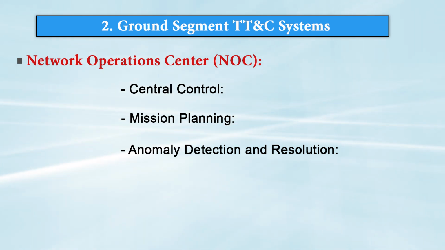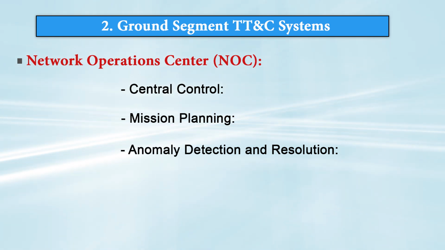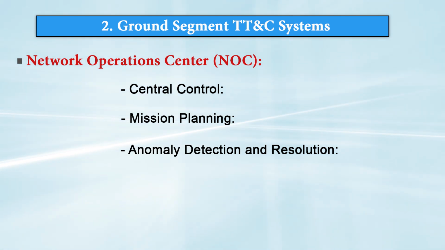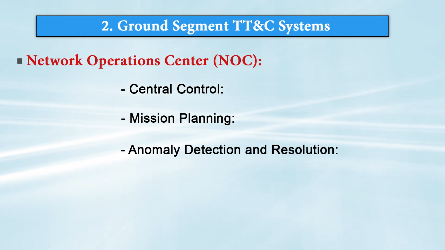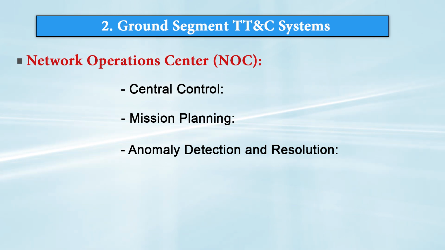Here I will tell you, this telemetry signal is not the communication signal. Telemetry signal is a controlling signal that is used for controlling purposes, and the communication signal is different, that is handled in the communication subsystem, which we will discuss just now. So, NOC plans satellite maneuvers and operations to ensure optimal performance and longevity. Anomaly detection and resolution: it monitors for any anomalies or issues with the satellite and takes corrective action as needed.